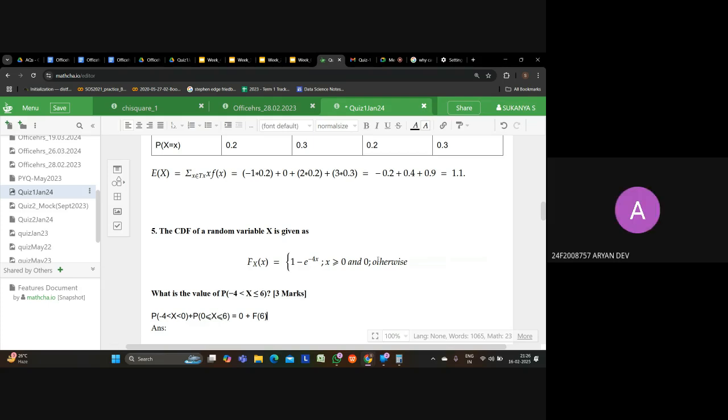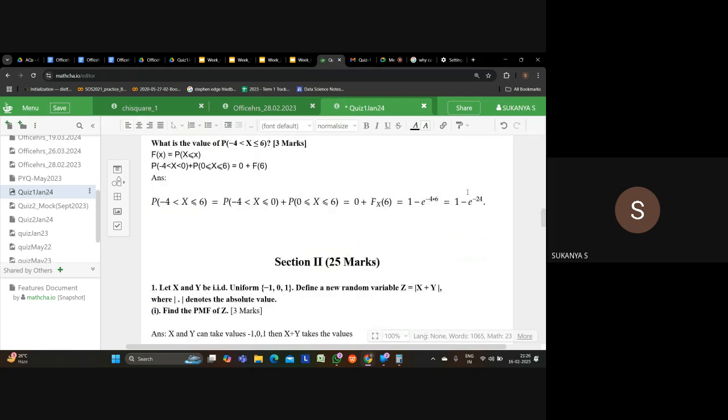If it was small f of x, then you have to integrate, because that is the PDF. Here it is capital F of x, which means it is giving you the probability of X less than or equal to x. So you can directly substitute 6 in place of x, and you will get 1 minus e raised to minus 24.